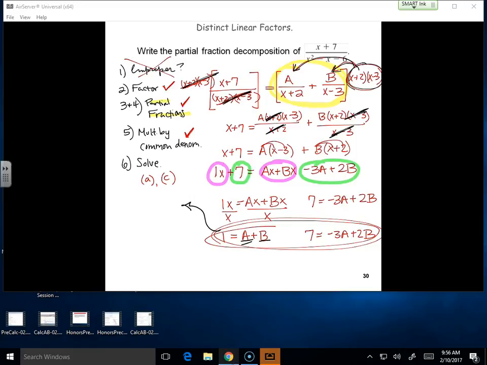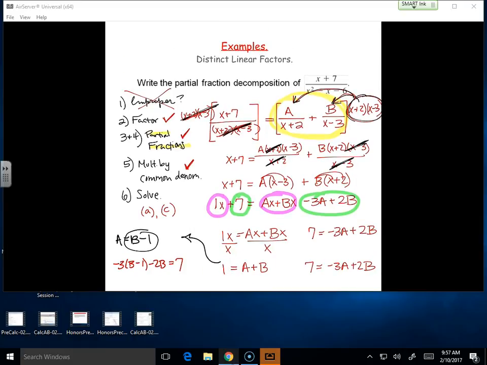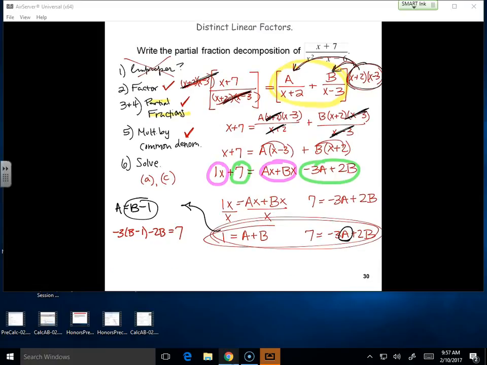A or B? Alright. So A equals B minus 1, true? What am I going to do with that B minus 1? Plug it in to the other equation. So I'm going to end up with negative 3 times B minus 1 minus 2B equals 7, true? Oh, is it? Sorry, my little black thingy covered up the other thingy. Is it plus? Yes. Oh, it's a plus. Okay. I'll move my circle so I can see it better. Thanks for catching that, or else it'd be very sad.